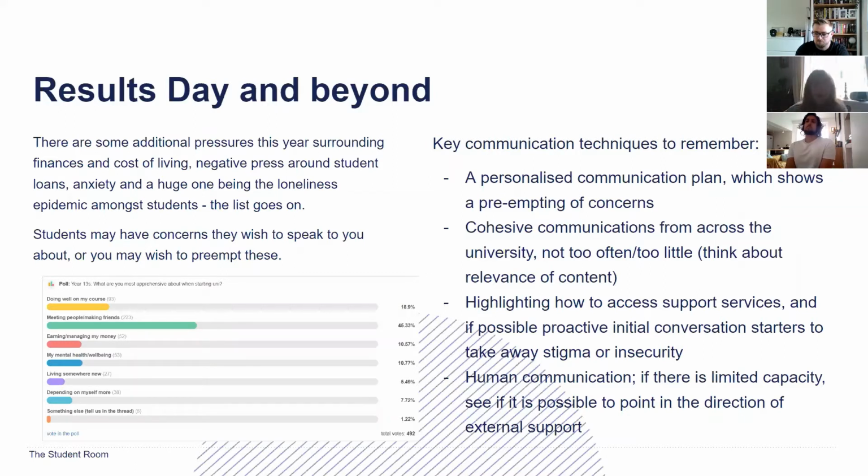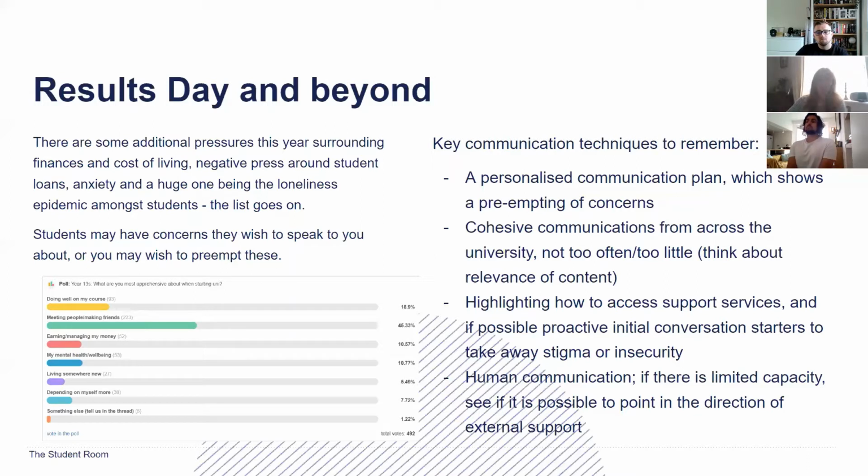You can see from the poll here, it's quite small. Apologies if you're struggling with reading this, but the slides will be sent to you after this presentation, so you will be able to look through these in your own time. It says that around 46% were most concerned around meeting new people and making new friends, but also around 16% were concerned about mental health and well-being, and then also managing their money. So there are a lot of concerns around how they're going to cope when they get to university, and you might want to preempt these in your communications plans. So cohesive communications from across the university, highlighting how to access support services, and if possible a proactive initial conversation starter approach can help take away some of this insecurity and concern around where to start when it comes to thinking about starting university in September, October time.